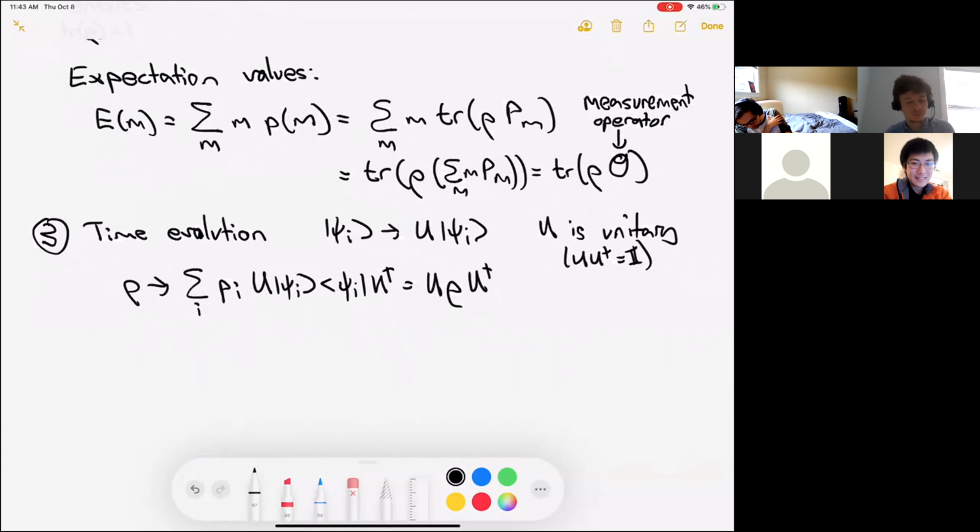Okay. Any questions on how those postulates all work in terms of the density matrix rho?